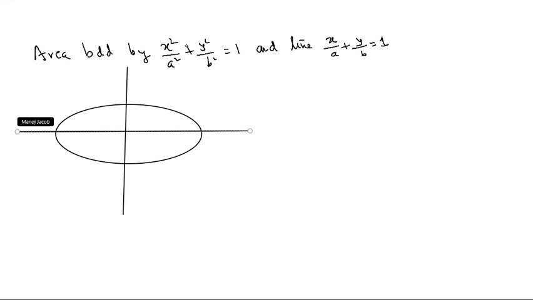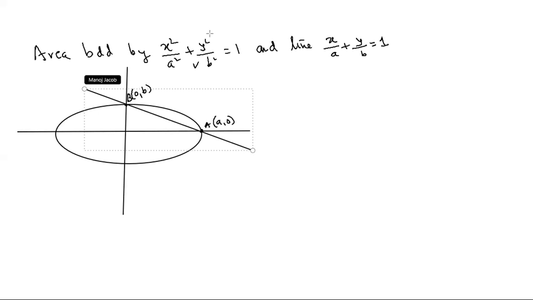This is an ellipse and this is a line. The x-intercept of this line is A and the y-intercept of this line is B. So this point is (A, 0) and this point is (0, B). How did I get that? By putting y = 0 and x = 0, the line becomes this. So your answer is just one step away.